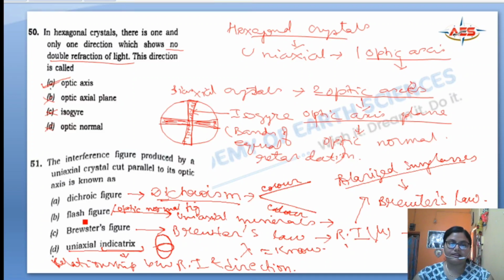Now, in the case of the interference figure which is produced by a uniaxial mineral cut parallel to its optic axis, it will be the flash figure, because the flash figure is found within the uniaxial mineral, and it is the interference figure. It is generated when the optic axis is parallel to the stage of the microscope, meaning the crystal will be cut parallel to the optic axis. So the answer will be flash figure, 51B.